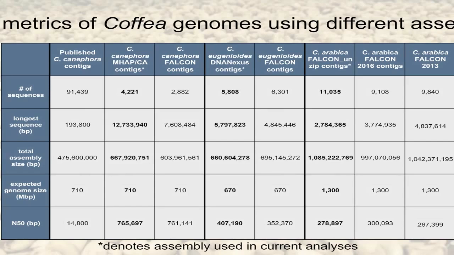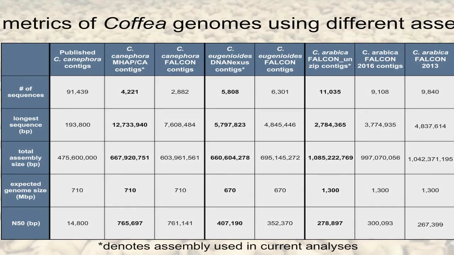Then we also had two different eugenioides assemblies. Both were essentially run with Falcon, but one used some DNA nexus-specific parameters, which performed a little bit better. So that was the assembly that we moved forward with there. And then we had three different Arabica assemblies that were done with two different versions of Falcon. One was an older version, one was a newer, and then we ran Falcon Unzip on the assembly from 2016. So this is the assembly that we use for all further analyses here.